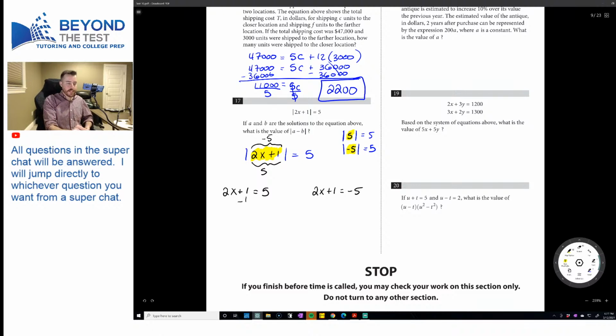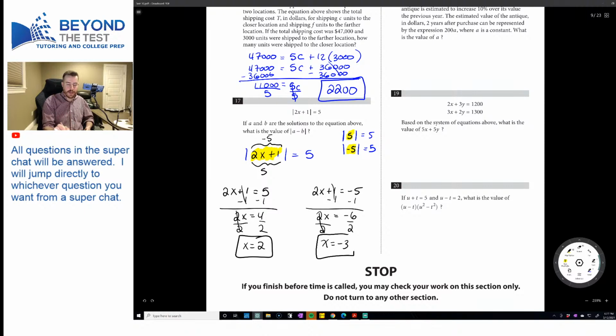So I'm going to start by subtracting 1 from both sides here. So we get 2x is equal to 4. And then very simply divide by 2, and we'll get x is 2. So there's our first answer. And then over here, minus off the 1, we'll get 2x is negative 6. And then divide by 2, and we'll get that x is negative 3. So there's our two values. So we'll let this one be A is 2, and we'll let this one be B is negative 3.